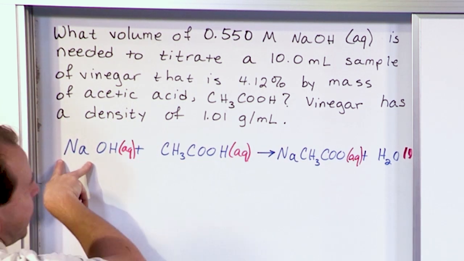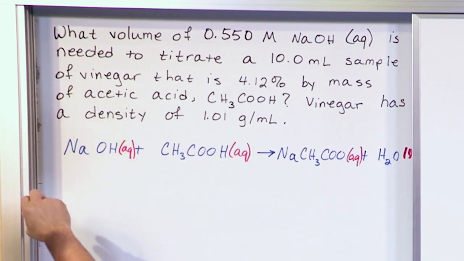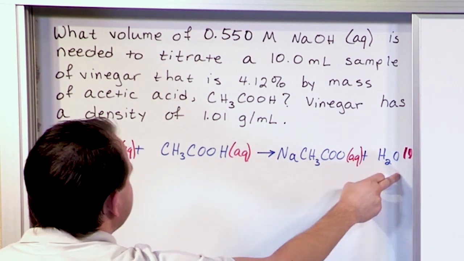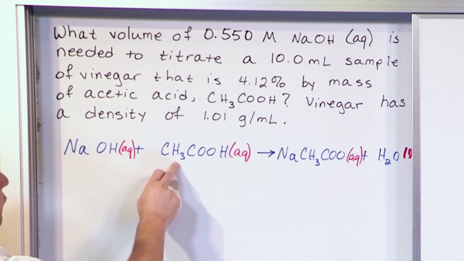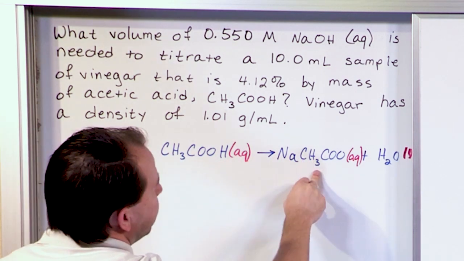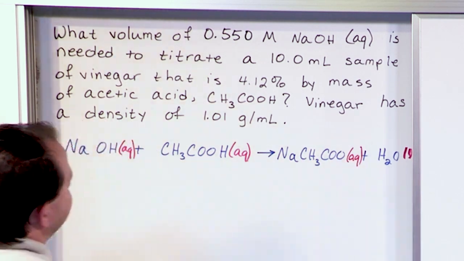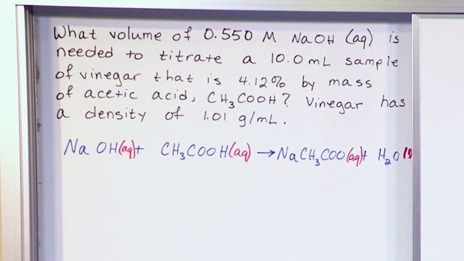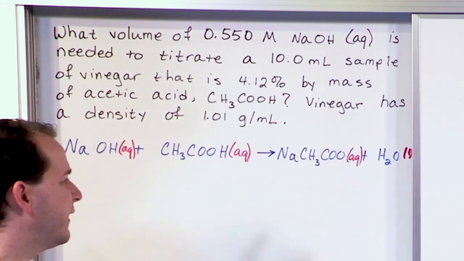We have one sodium, one sodium. We have 1, 2, 3 oxygens. We have 1, 2, 3 oxygens. We have 1, 2, 3, 4, 5 hydrogens. 1, 2, 3, 4, 5 hydrogens. And we have 2 carbons and 2 carbons. So everything is balanced. So the coefficients in front of everything is 1, just as we have it written here.